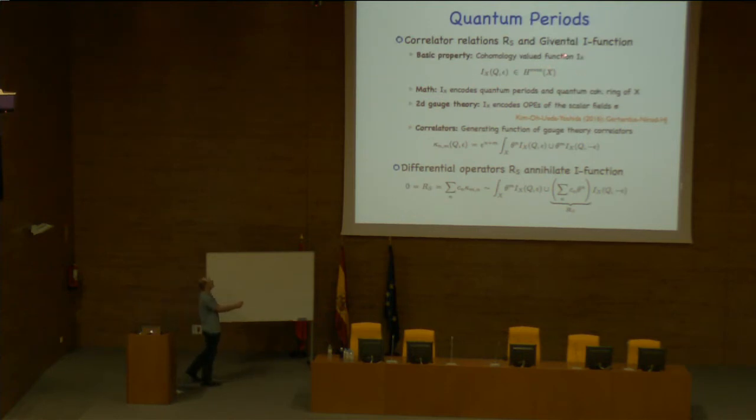So the basic property is that one can make a connection to the so-called tau I function. The I function, translated already a bit into the language we use here, is a function which also depends on this variable q and this parameter epsilon, and it takes values in the even cohomology of this target space X. So from a math point of view, what this I function encodes essentially are the quantum periods or the quantum cohomology ring of X. From the gauge theory, what it encodes is essentially certain operator products of these scalar fields. And one can ask, how can we translate these correlators in terms of the I function?